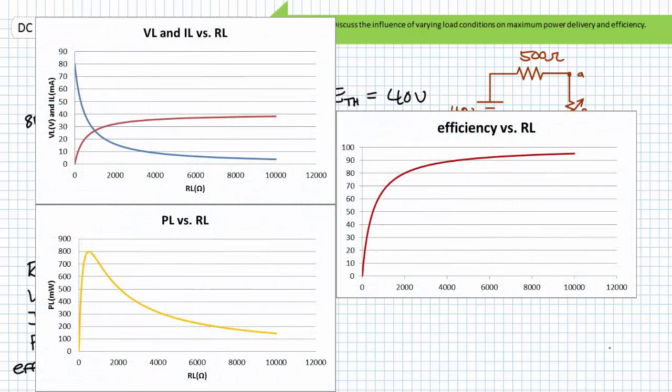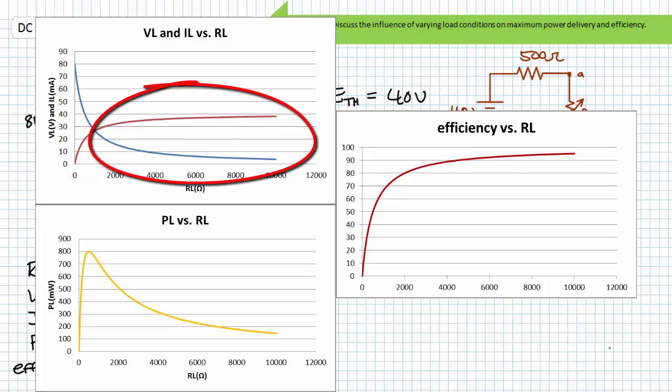Here's a look at the current, voltage, power, and efficiency curves for this circuit. Notice power peaks out when RL equals 500 ohms. Regions on the left shoulder experience more current but less voltage. Regions on the right shoulder experience more voltage but less current. The maximum power point represents a compromised condition in which two interrelated quantities, voltage and current, form a maximum product.